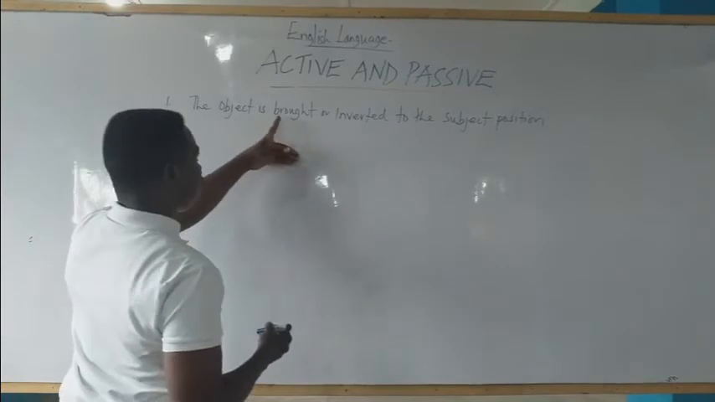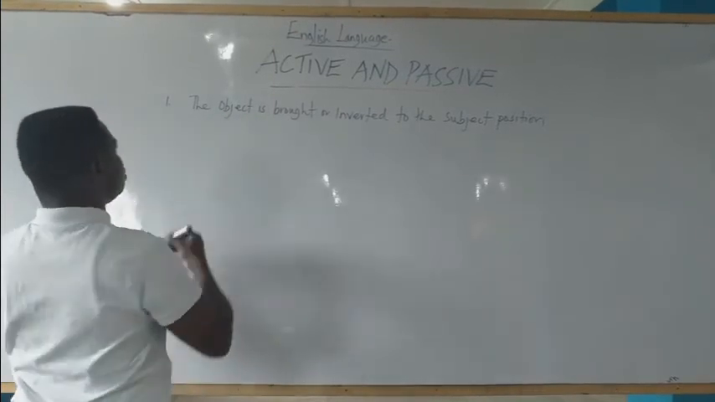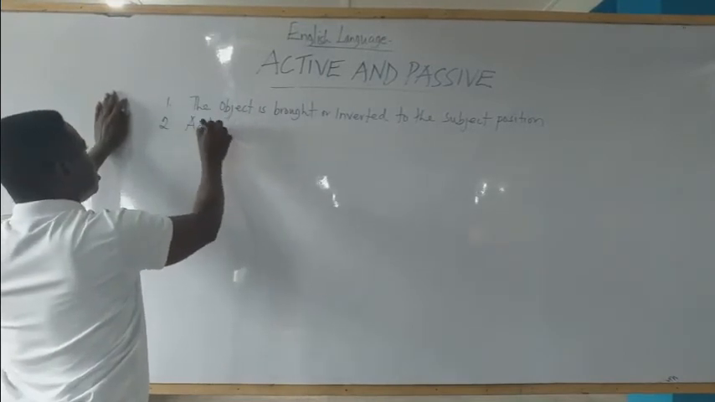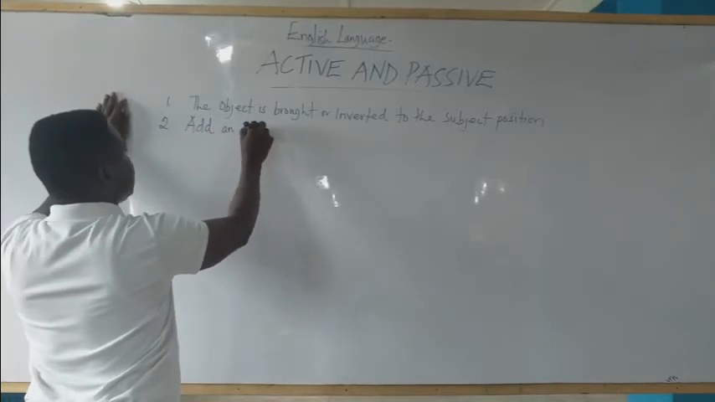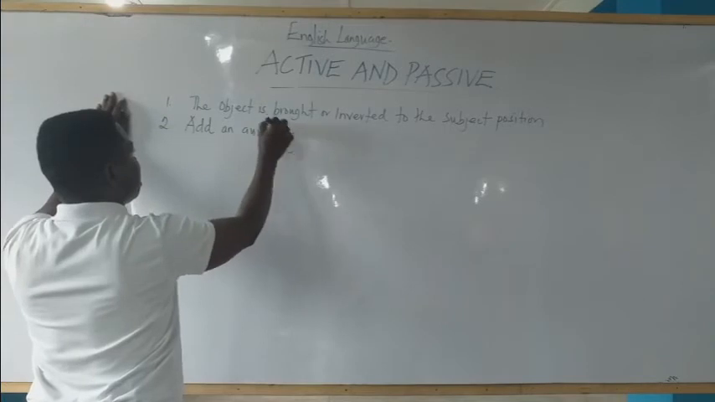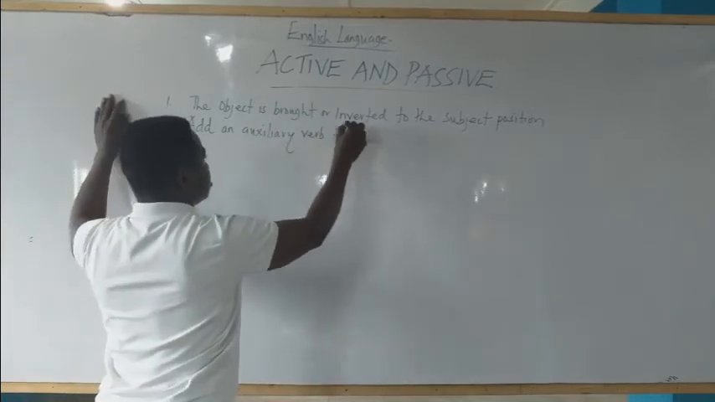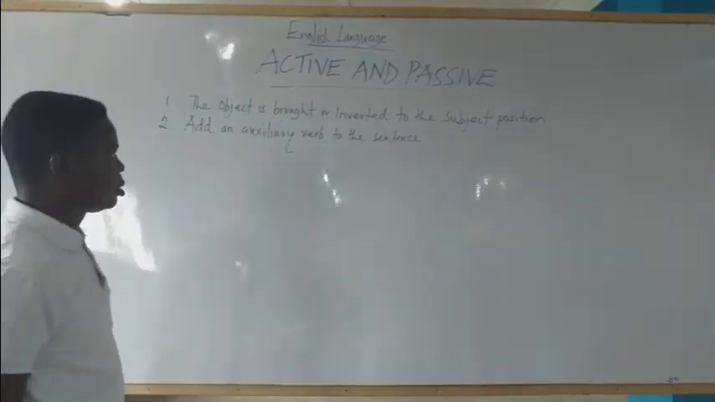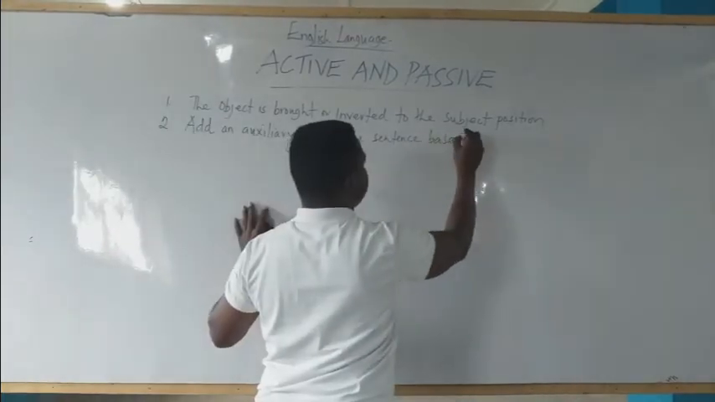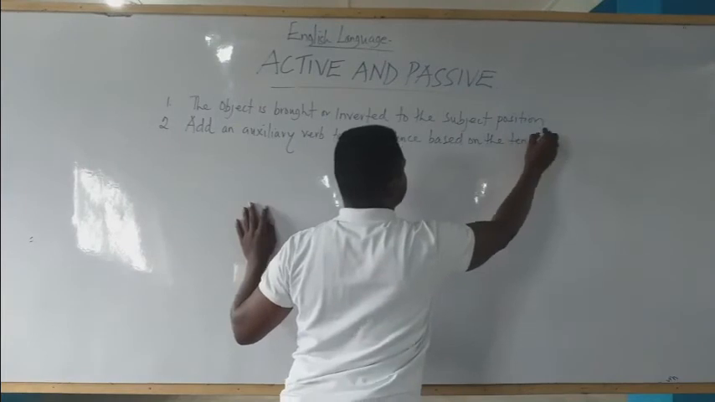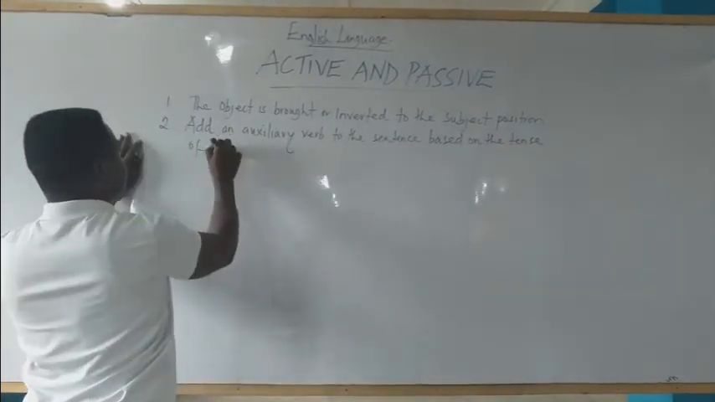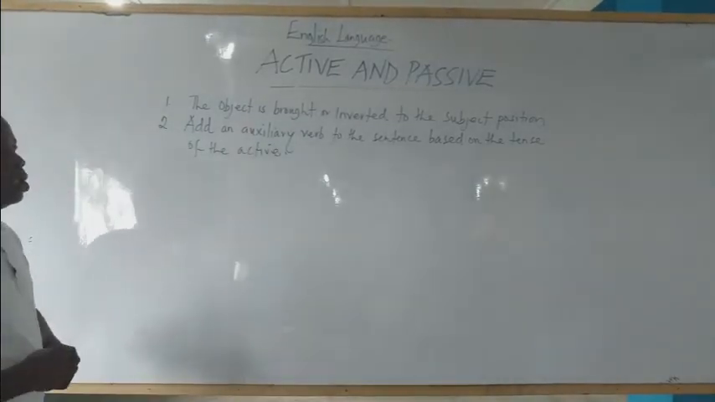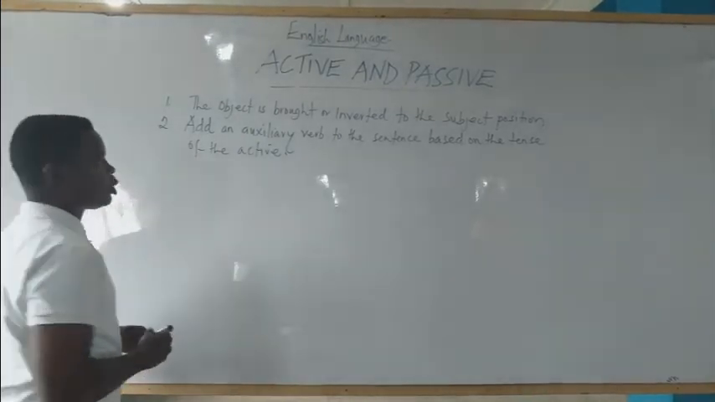Once you have brought your object to the subject position, number two, you add an auxiliary verb to the sentence based on the tense of the active. That's number two, second step.